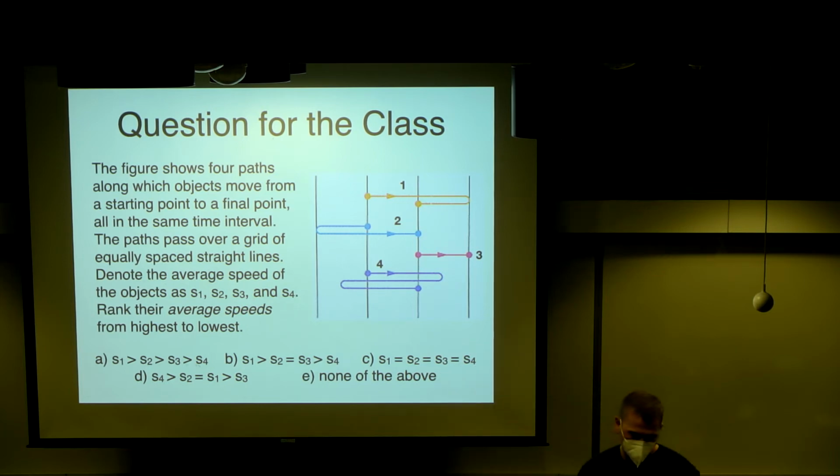Now remember, speed is distance traveled divided by time, as opposed to displacement divided by time, okay? So with that in mind, try to figure out what the ranking is. And for this one, really try to get it at your desk to see what the right answer is. Start by writing down what is the distance traveled by each object, okay?